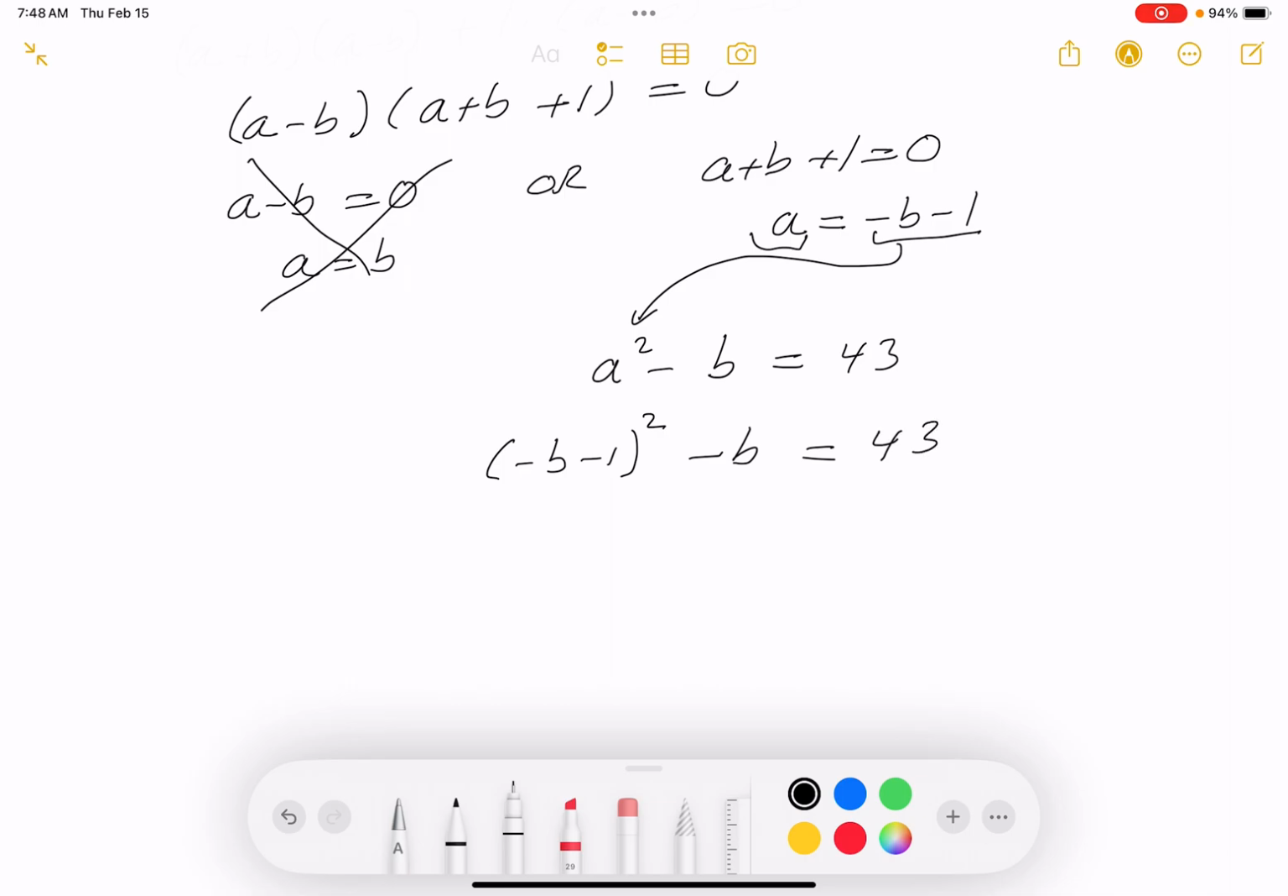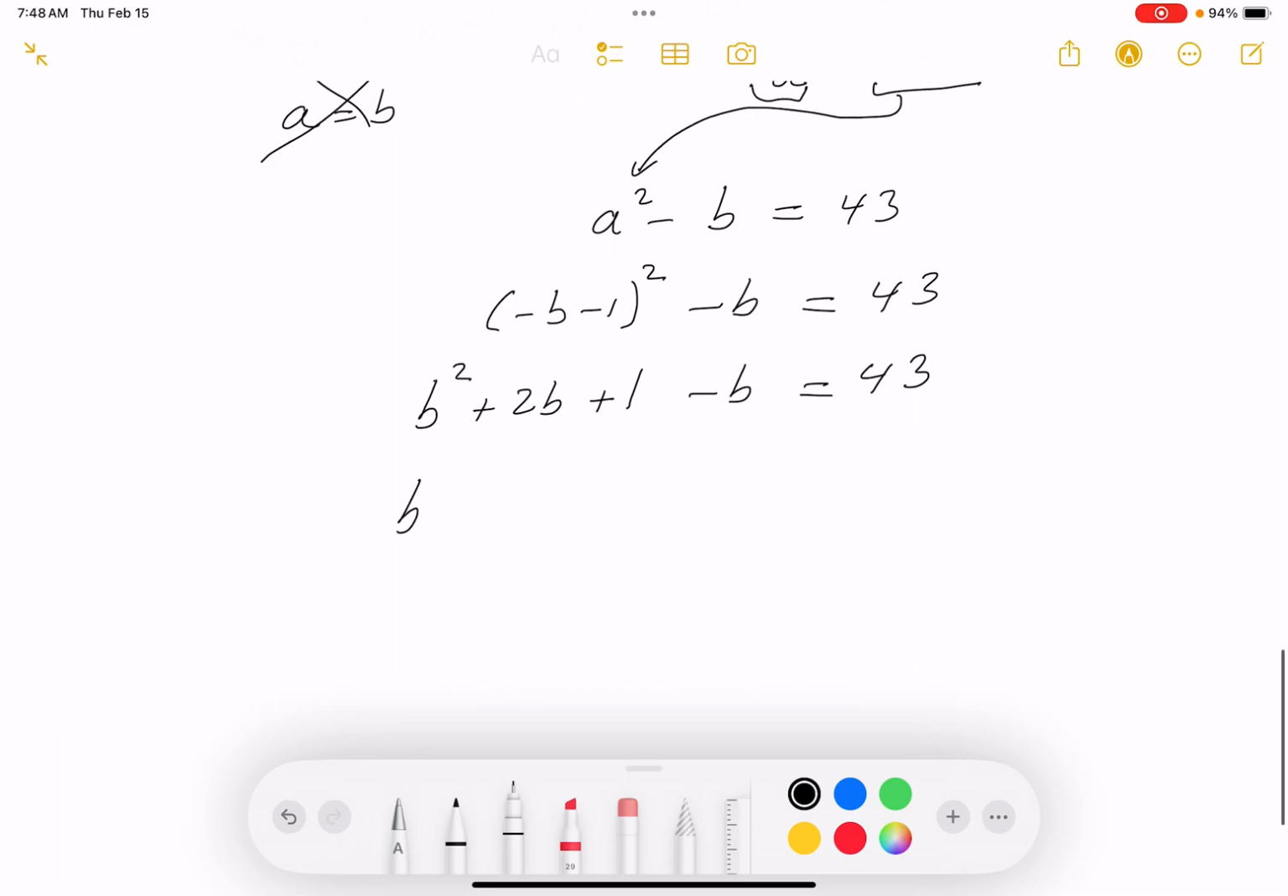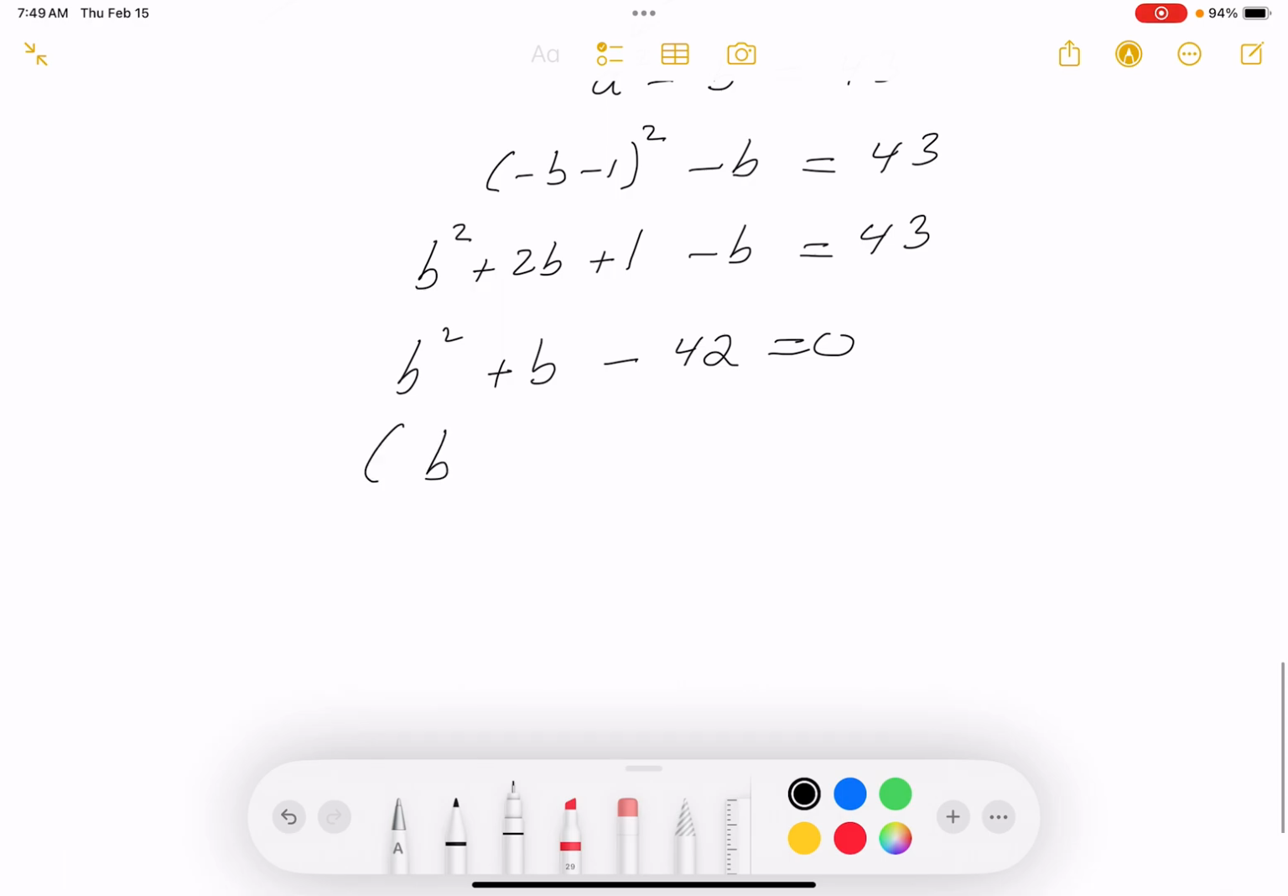All right, doesn't look too bad to do. Okay, let's square it. What do you get? You get B squared plus 2B plus 1 minus B equals 43. All right? What do you get now? B squared plus B minus 42 equals 0. Quadratic in form, by the way. What do you get over here? B, I'm going to say 6 and 7, because 6 times 7 is 42, and they differ by 1.